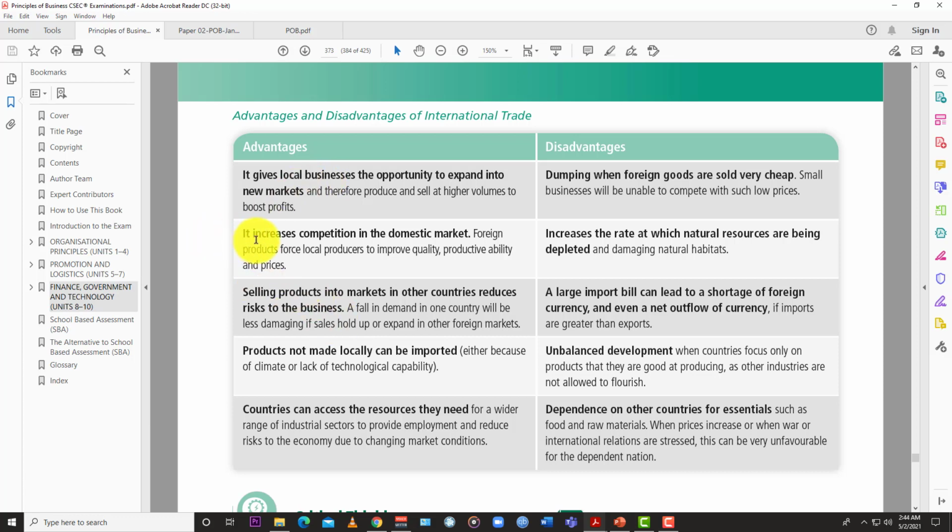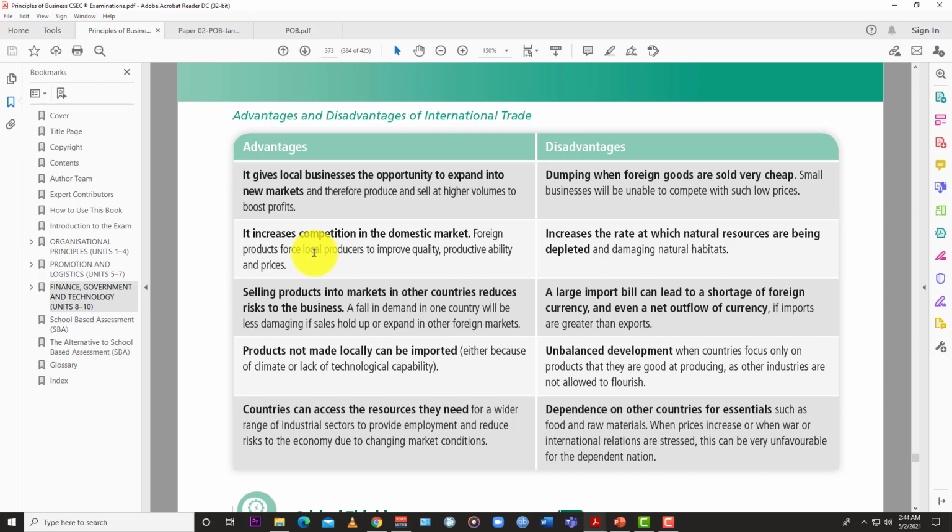Next one, it increases competition in the domestic market. Why? How? Foreign products force local producers to improve quality, productive ability, and prices. They're saying that if local producers want to compete, they have to up the game, up the ante, up the standards. Because people have options outside of the country, it forces the local ones to become more competitive by producing better quality and giving good pricing for their product, so they can be competitive.